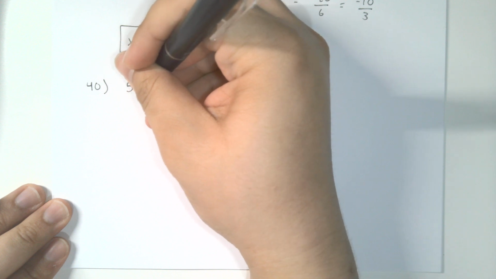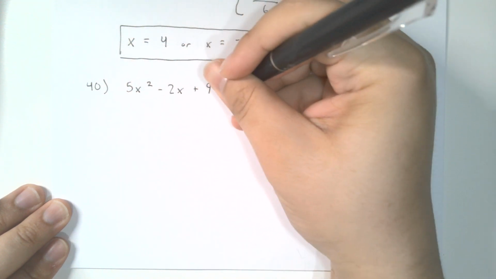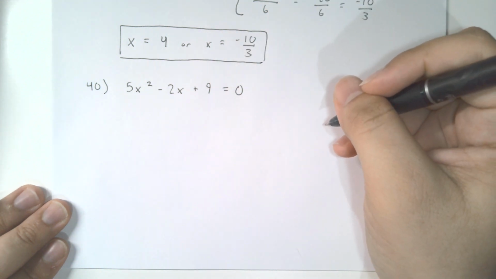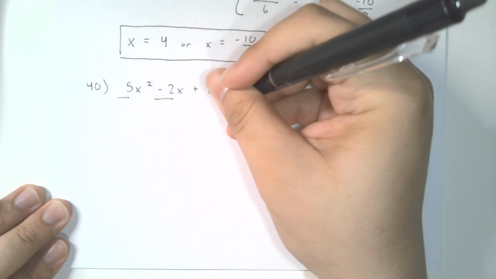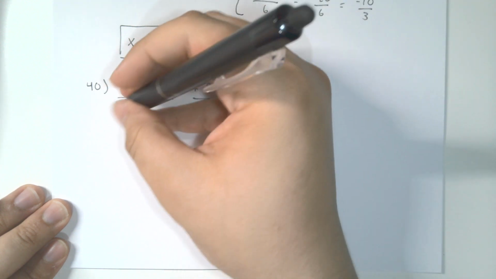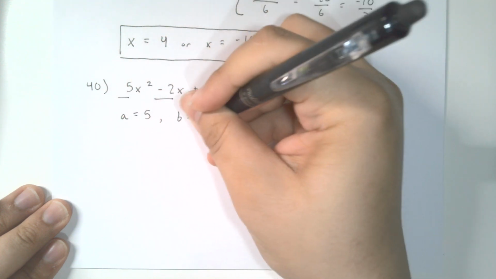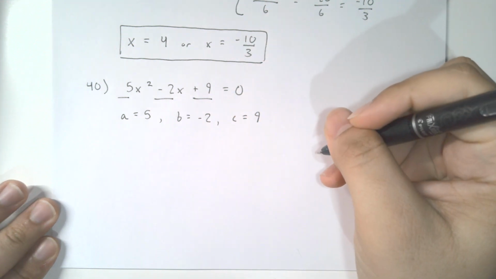So for number 40, we have 5x squared minus 2x plus 9 is equal to 0. This quadratic is already in lowest terms, so we can't reduce it anymore. So now we just have to identify a, b, and c. We have that a is equal to 5, b is equal to negative 2, and c is equal to 9.